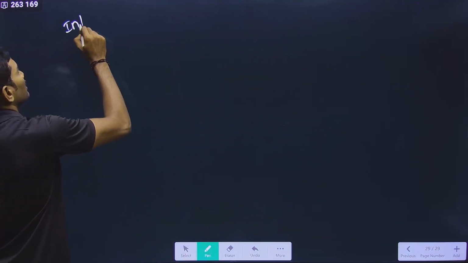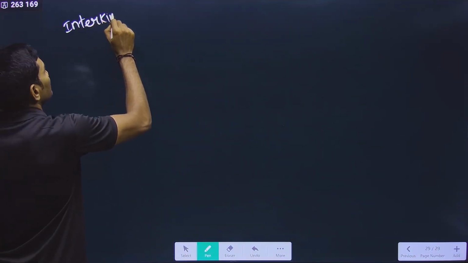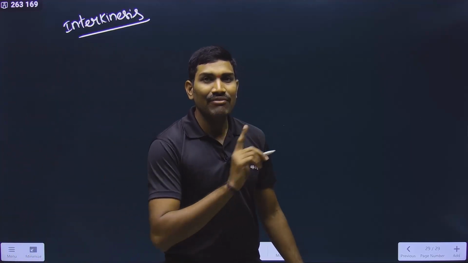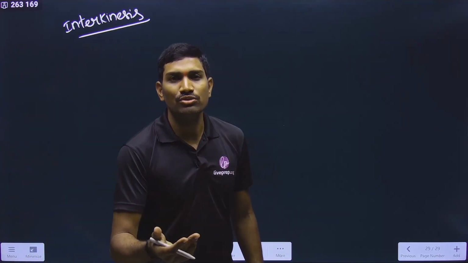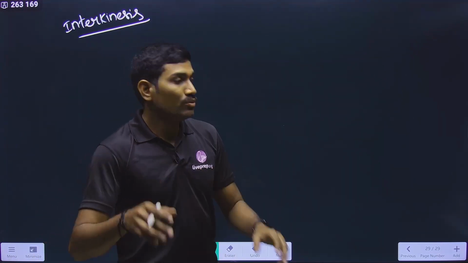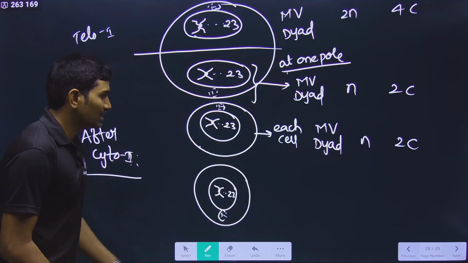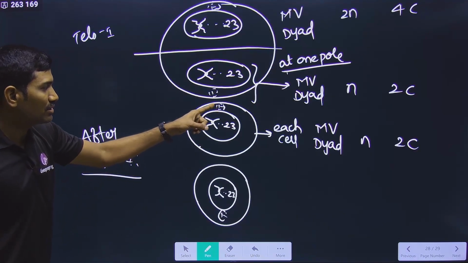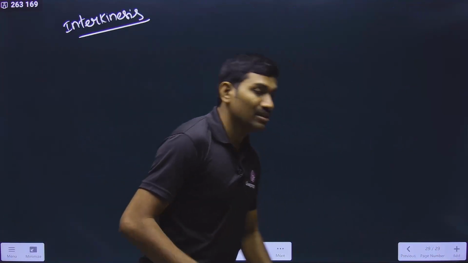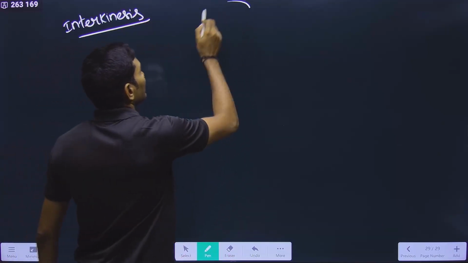But before going to that, we need to talk about interkinesis. Why is interkinesis important? Observe carefully. After interkinesis, you need to go for meiosis 2. Again, two poles are required. Two poles means two centrosomes are required. But here each cell has only one centrosome, so it should duplicate. So that's why in interkinesis, what happens?